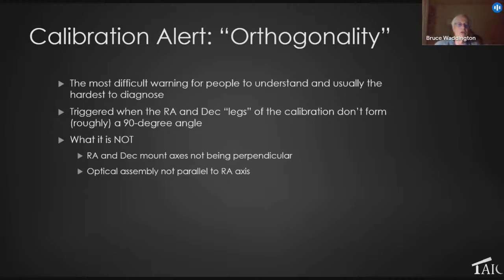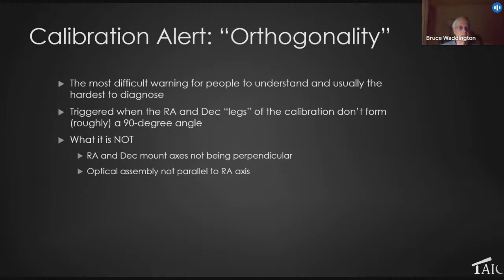So when you see an orthogonality error, let me explain first of all what it isn't, because people do get confused about this. It's not saying that the axes on the mount, the physical axes, aren't perpendicular. I don't think I've ever seen this situation occur. I suppose it could happen if you bounced the mount off the concrete or something and broken a bearing, but that's not something you have to worry about.